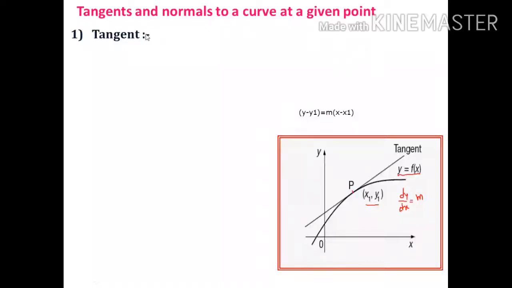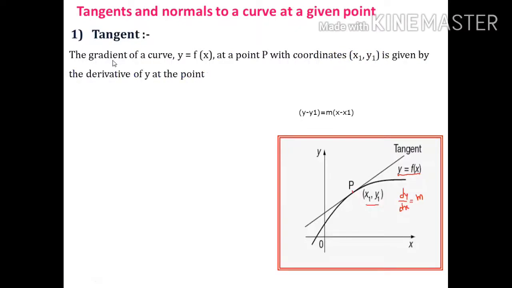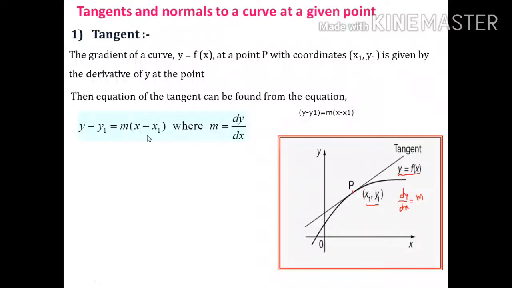So the value given here for the derivative is the slope, that is, the gradient. So the gradient of the curve y equal to f(x) at a point P with coordinates (x1, y1) is given by the derivative of y at that point. Hence, the equation of the tangent is obtained from this relation: y minus y1 is equal to m times (x minus x1), where m is equal to dy upon dx at point P.